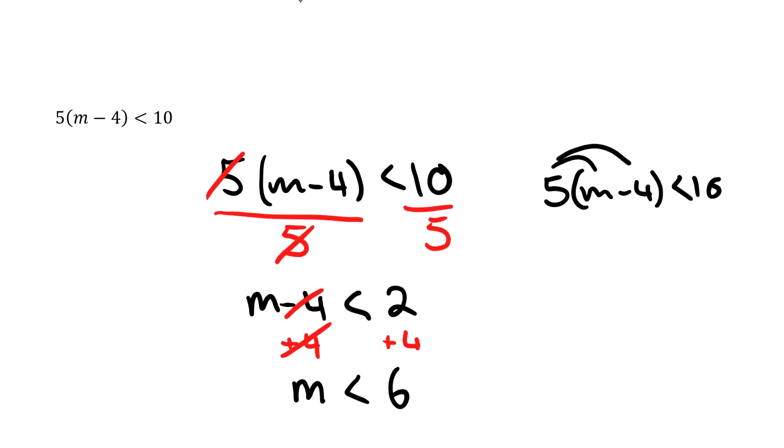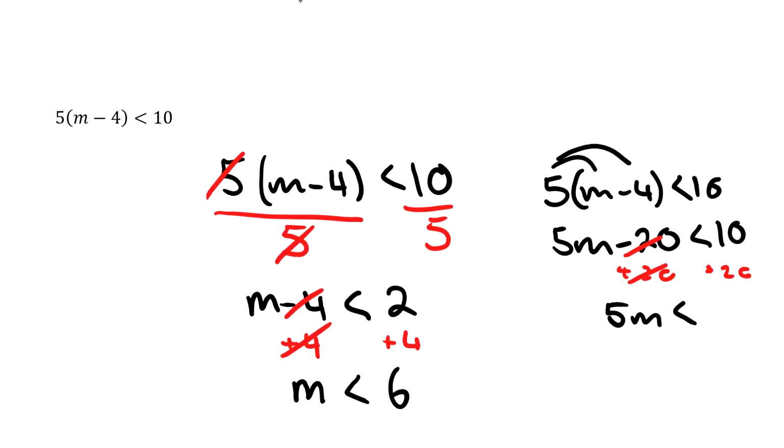I can expand these to get 5m take away 20 is less than 10. Then I would plus the 20, which gets rid of that. I'm left with 5m is less than 30. I then can divide by 5 to get m is less than 6. So the same answer, both ways work, whatever you prefer to get to the same answer.